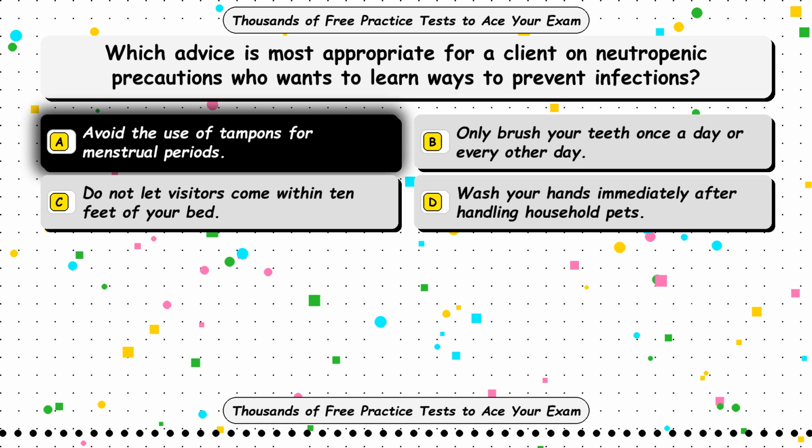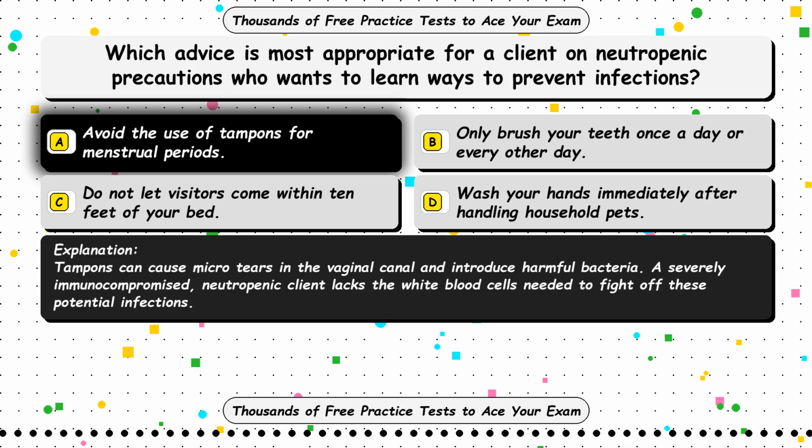The correct answer is option A. Avoid the use of tampons for menstrual periods. Tampons can cause micro tears in the vaginal canal and introduce harmful bacteria. A severely immunocompromised, neutropenic client lacks the white blood cells needed to fight off these potential infections.